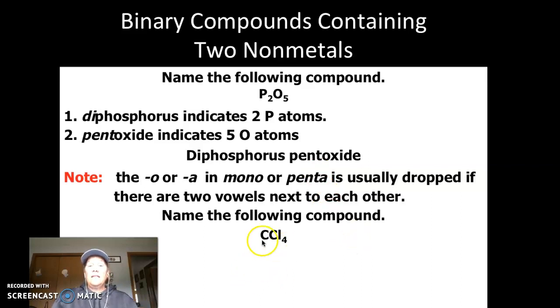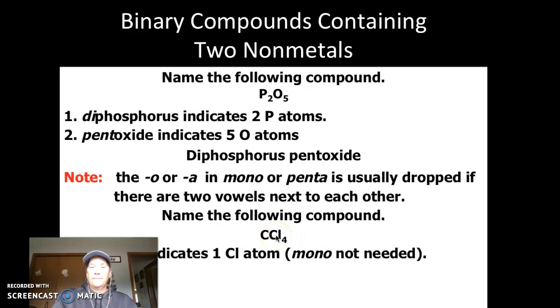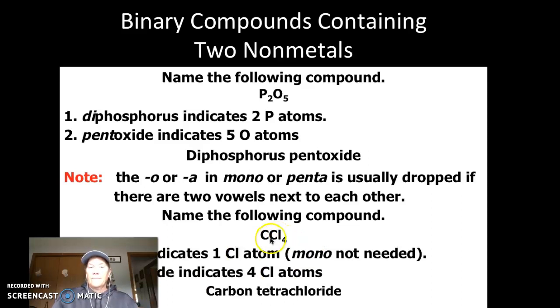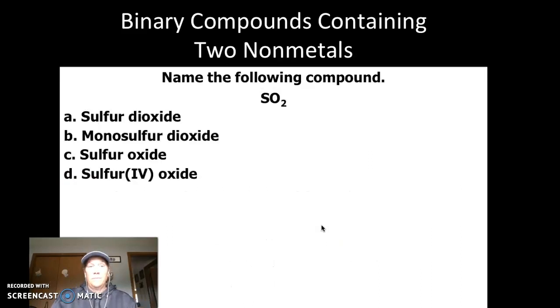Okay, CCl4. C is carbon. And again, there's no prefix, so you don't have to do anything. Just say carbon. And then 4 is tetrachloride. And again, that tells me there's 1 carbon and 4 chlorine. That's all you have to do. How do you know they are molecular again? If it's 2 nonmetals. SO2, sulfur dioxide. Okay, dioxide.